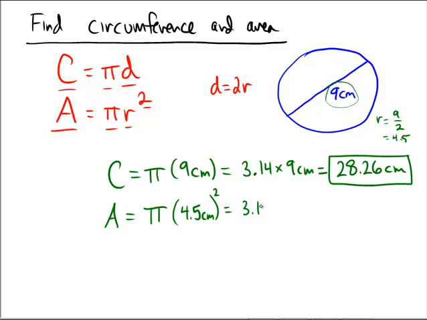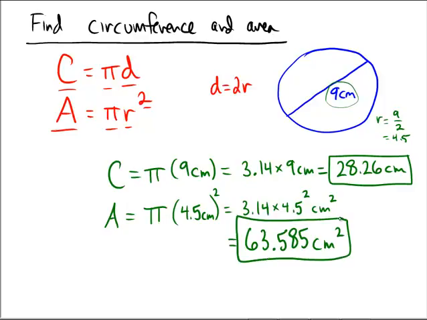So again, I'm going to go 3.14. I'm going to multiply that by 4.5 squared, and my units this time, because the centimeters are inside of the parentheses, are going to be centimeters squared. So this time we'll get 3.14 times 4.5 squared. That comes out to be 63.585, and the units here are square centimeters. 63.585 square centimeters. If you're told to round to hundredths, because pi was rounded to hundredths, this would be 63.59 centimeters squared.